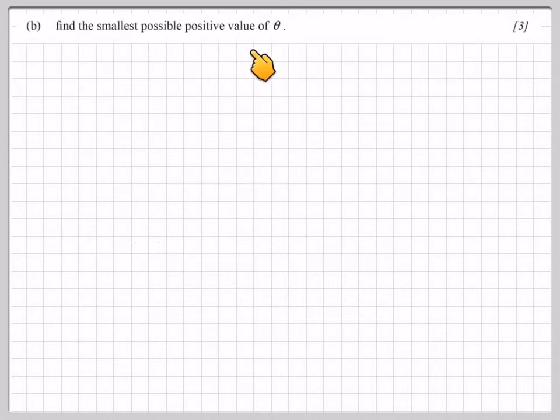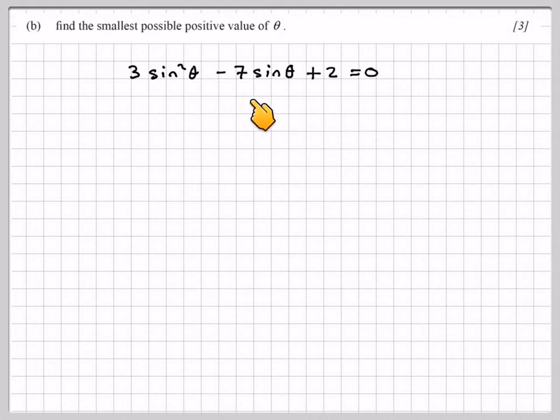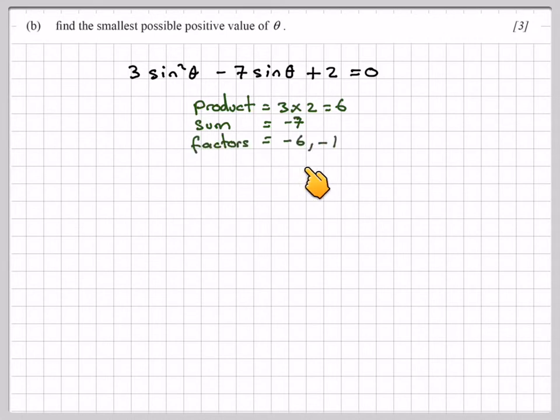Find the smallest possible value of theta. So we've got 3 sine squared theta minus 7 sine theta plus 2 is equal to 0. We're going to try to factorize this. So we've got the product, which is 3 times 2, which is 6, and the sum, which is minus 7 in the middle. We want two numbers which multiply together to give 6 and give a sum of minus 7. So the answer is going to be minus 6 and minus 1.